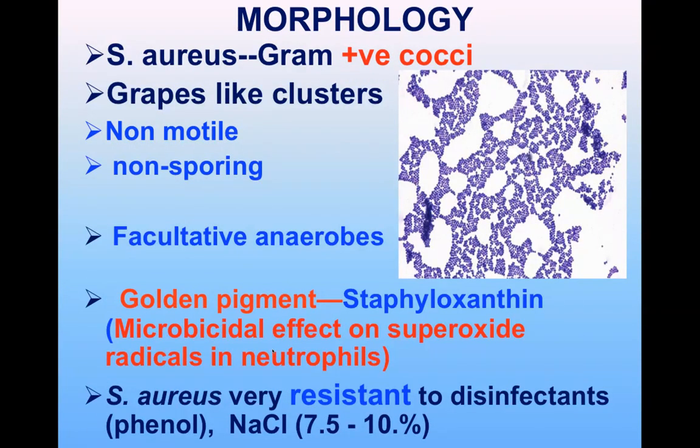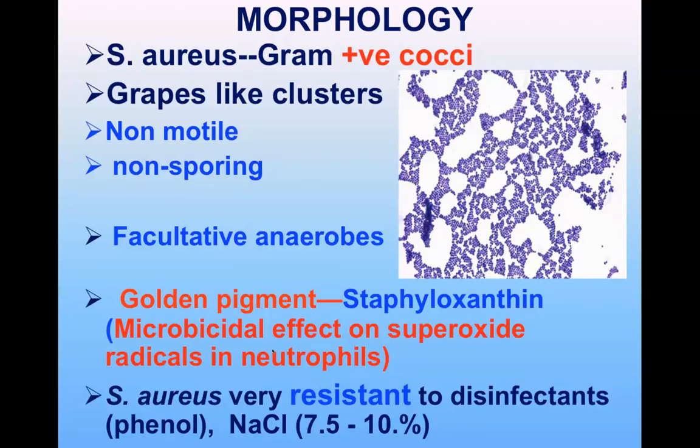Coming to its morphology, Staph aureus, as I said, are gram-positive cocci in grape-like clusters, and they are non-motile, non-sporing, and facultative anaerobes. Facultative anaerobes means what? That they can grow both in the presence and absence of oxygen.